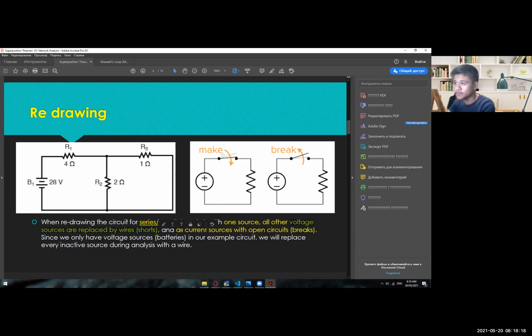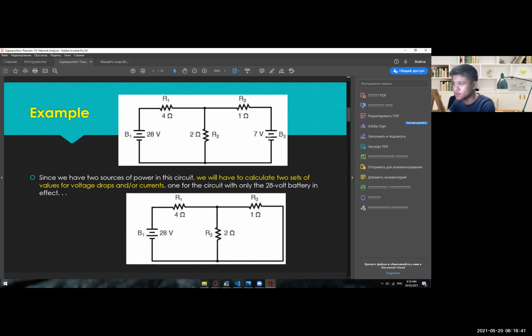In other words, we call that making it short. But if it's a current source, all you need to do is the opposite. If it's short for a voltage source, then for a current source you need to break it, so you just leave it open. Since 7 volts is a voltage source, just short that one. As simple as that. That's the only thing you need to do to the other sources.